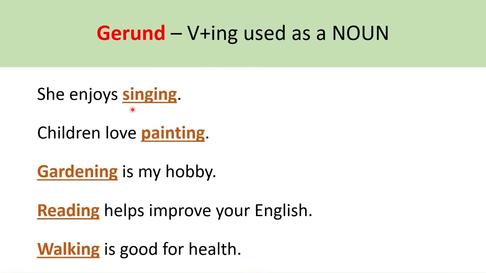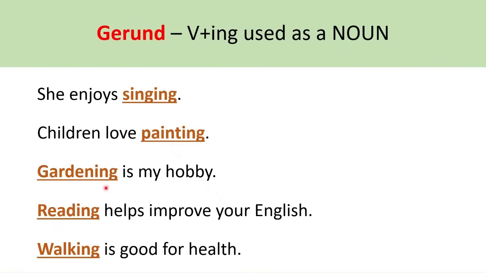She enjoys singing. Now, she is the subject, enjoys is verb. Since it is a transitive verb, we cannot end the sentence without a noun. So, the noun is singing. Although it's a verb, singing is a verb, but it is functioning as a noun, gerund. Children love painting. Now, children subject, love verb. Again, it is a transitive verb, so children love what? Sentence is incomplete unless you put an object, and therefore painting.